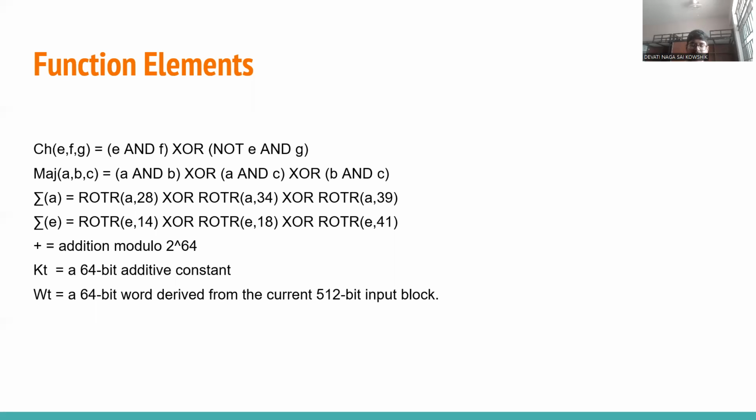Here plus is addition modulo 2 power 64, and K is a 64-bit additive constant, and W is the word that we are currently deriving from the 1024-bit input block. By using this function, we calculate these buffer values, and these buffer values keep on updating from round 0 to round 79, that is a total of 80 rounds.